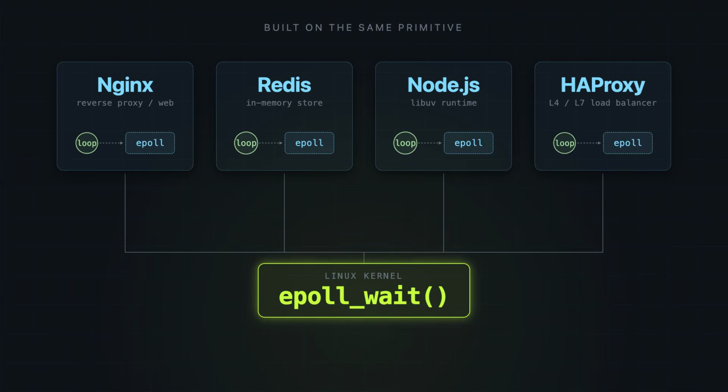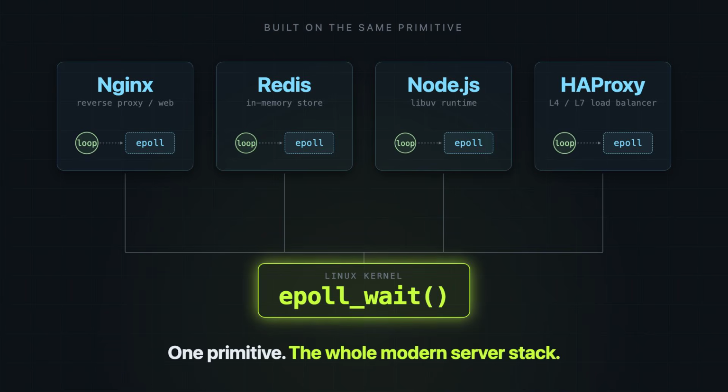The reason these systems can each handle tens or hundreds of thousands of concurrent connections per process, using a tiny fraction of the CPU, is that, at the bottom of every one of them, they're leaning on this one Linux feature. Once you can read epoll's API, you've gained the ability to read the source code of an entire generation of high-performance software. They're all variations on the same theme.